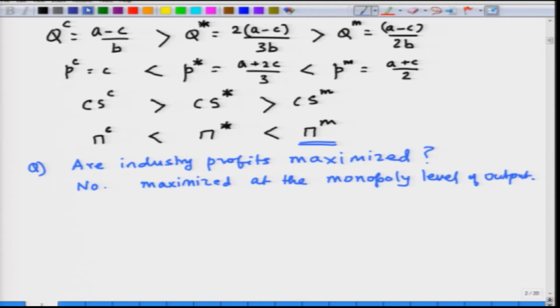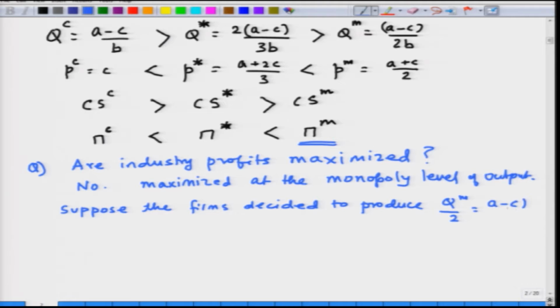So, with that in mind, let us ask, suppose the two firms decided to produce Qm divided by 2. So, essentially they decided to produce (A minus C) by 4B each, right. The monopoly output is (A minus C) by 2B, and each of these firms wants to produce half of it. In particular, suppose firm 2 is producing (A minus C) by 4B.